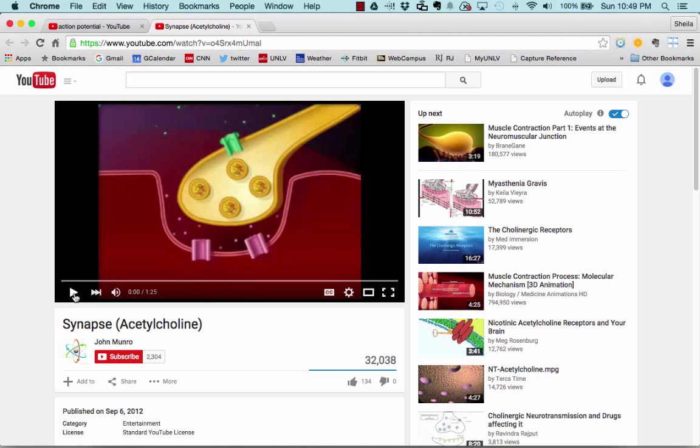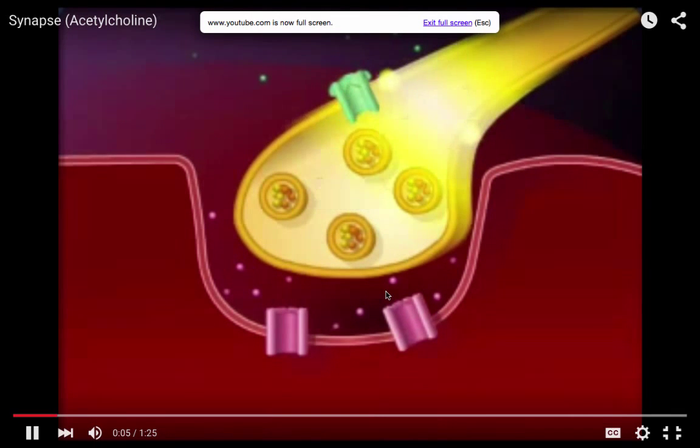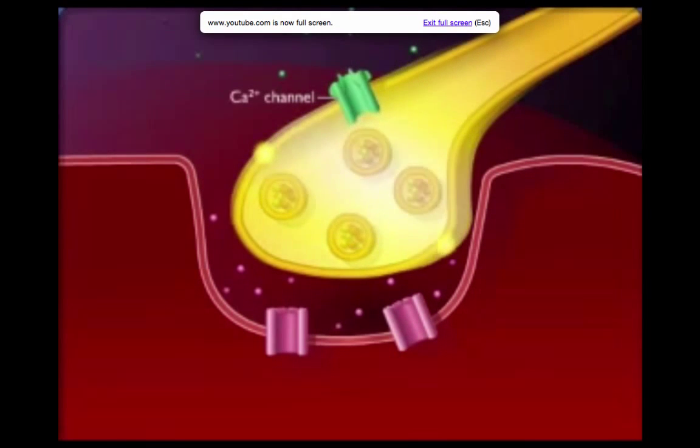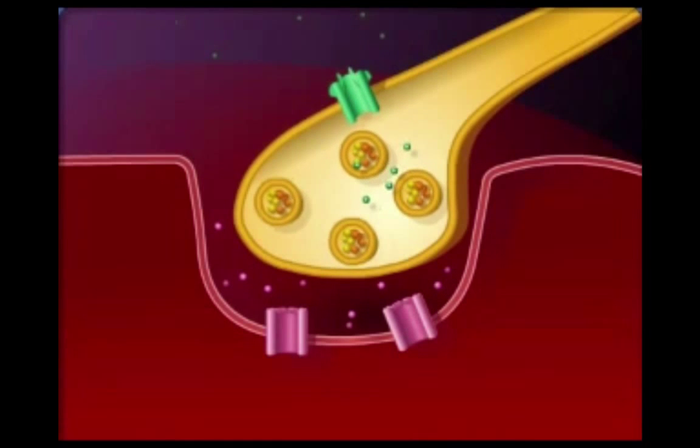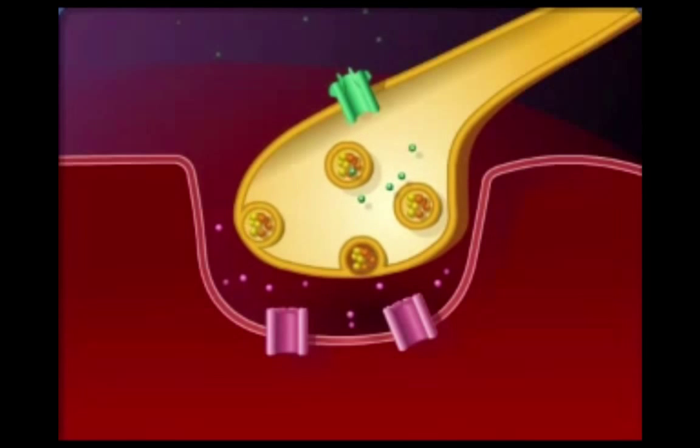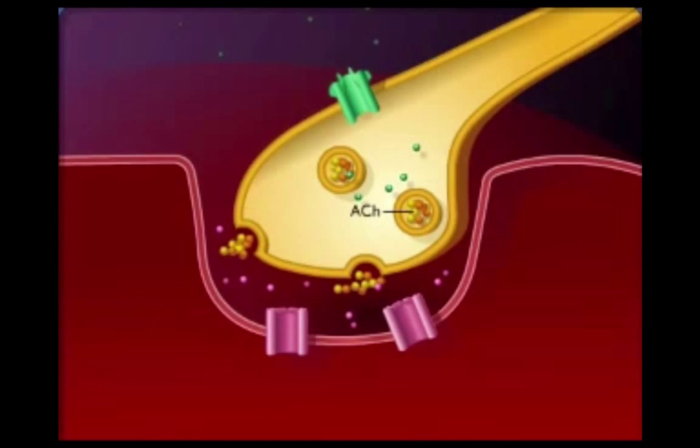Here's the information. An action potential arrives at the presynaptic terminal, causing voltage-gated calcium ion channels to open, increasing the calcium ion permeability of the presynaptic terminal cell membrane. Calcium ions enter the presynaptic terminal and cause vesicles to release their neurotransmitter acetylcholine from the synaptic vesicles into the presynaptic cleft.